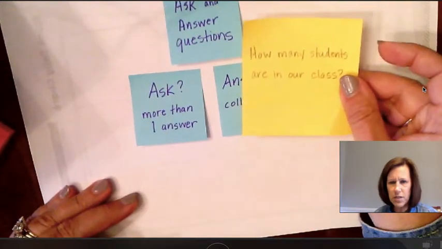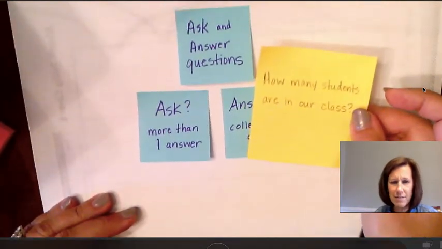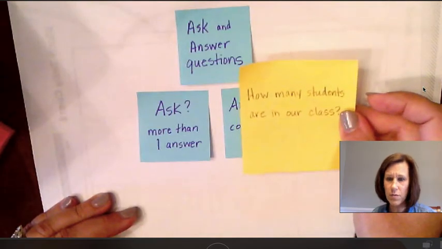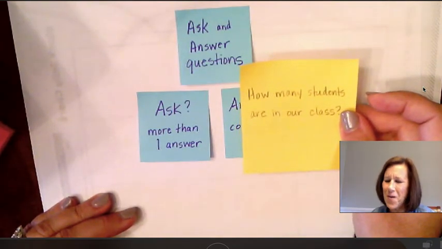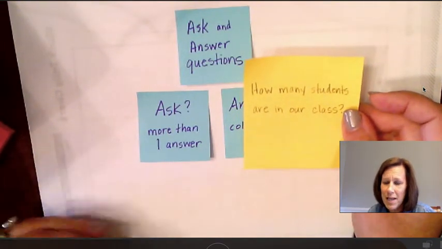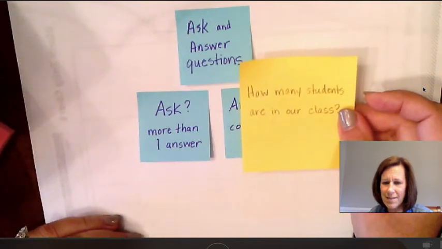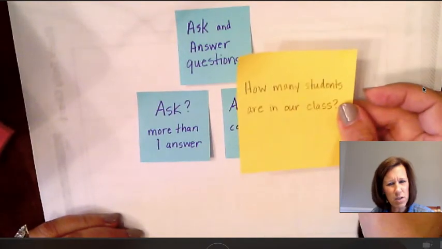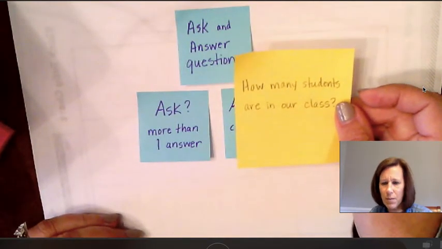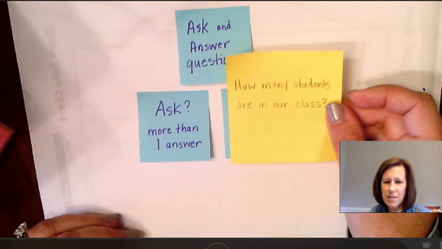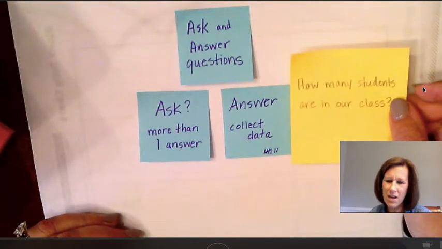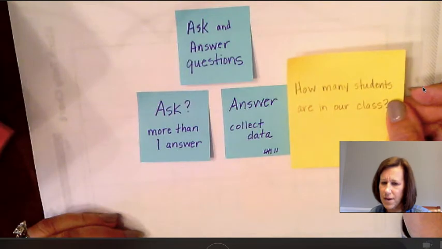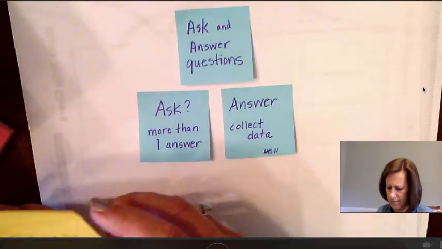How about this one? How many students are in our class? That's a question. Does it have more than one answer? No. There's just 20 students in one class, and that's the answer. You can't really get more than one answer for that. This kind of question, we count up or we might find a way to tally, but it's not the kind of question for us to collect a lot of data on. I'll put that one aside.